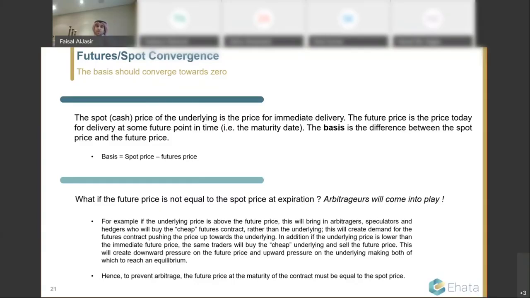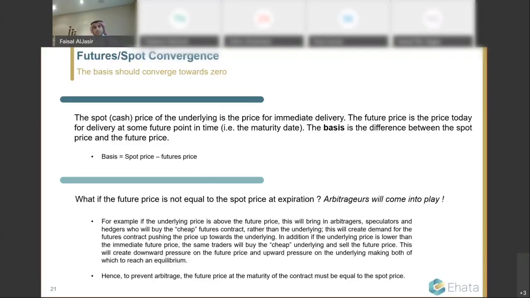It should reach zero. And the further we go away from spot, if the contract will be delivered in a month, or in a year, we should expect, in most cases, more basis, meaning the difference between the spot price and future prices is larger.